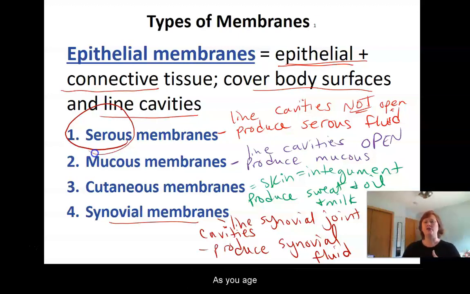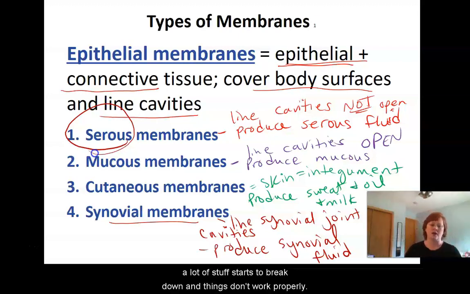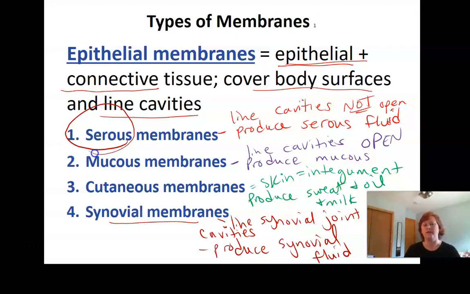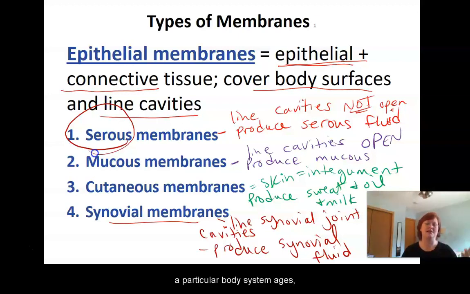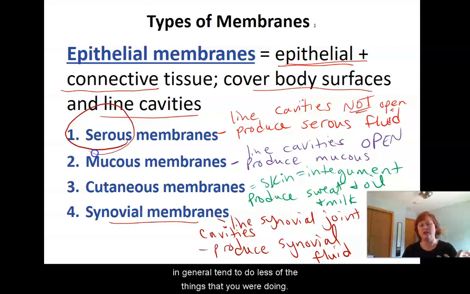Now, as you age, a lot of stuff starts to break down and things don't work properly. Most of the textbooks that are out there like to talk about, in each of the different systems, all of the different things that change as you age. And those are great to read, and there's a lot of really good information in there. But if you had to take a wild guess as to what happens as a particular body system ages, there's a really good rule of thumb you can use, and that is that as you age, you in general tend to do less of the things that you were doing.